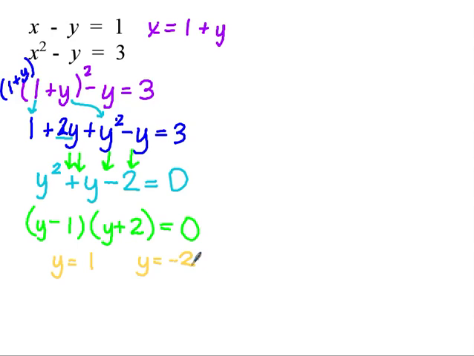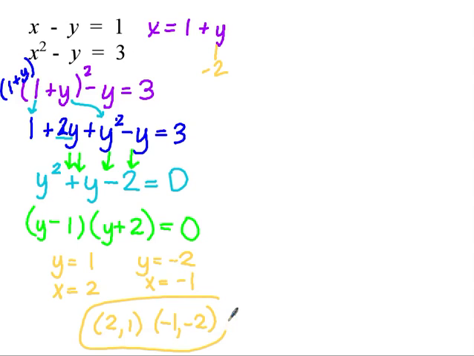So now what you need to do is sub each of those in there. And so if I sub in 1, I get x to equal what? 2. So my first solution is 2, 1. If I sub in negative 2, I get negative 1. So my next solution is negative 1, negative 2. So anytime you have something with a square, you're probably going to have 2 solutions. And in fact, if you have 2 squares, in each equation, you're probably going to have 4.